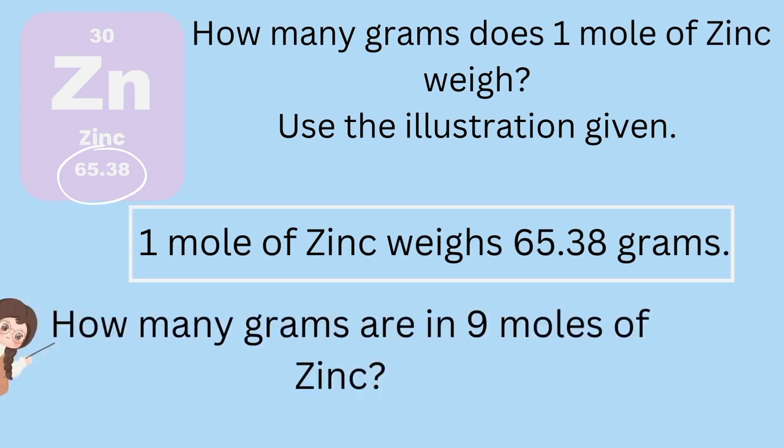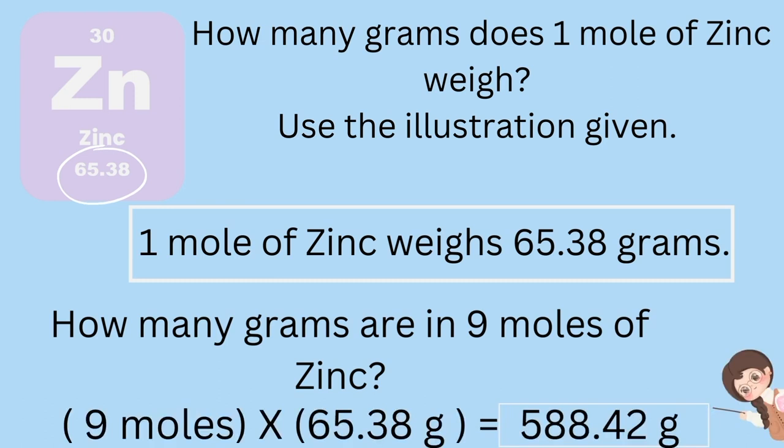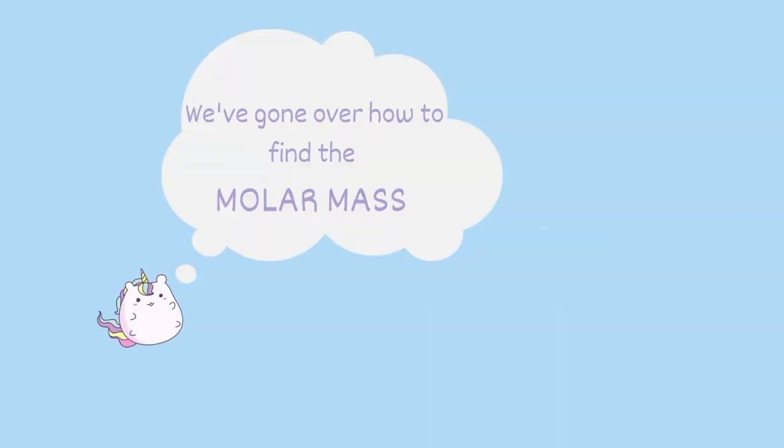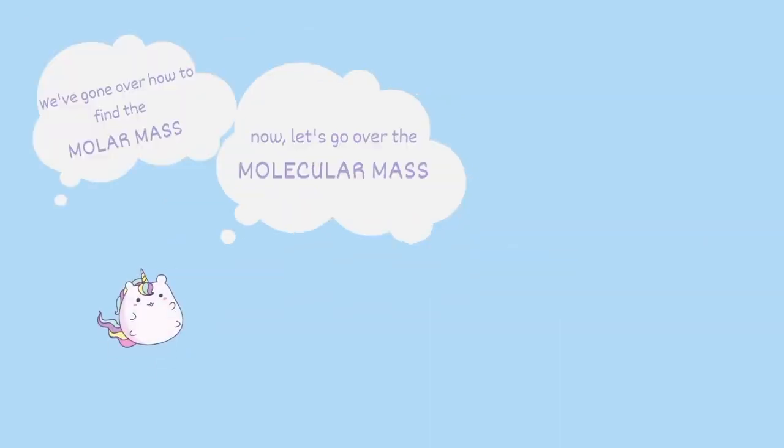And how many grams are in 9 moles of zinc? If we multiply the number of moles given by the mass of each mole, we get 588.42 grams. Awesome. So we've gone over how to find the molar mass. Now let's go over how to find the molecular mass.